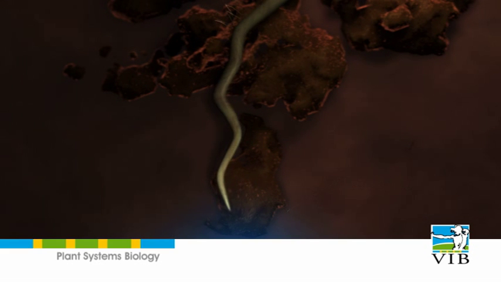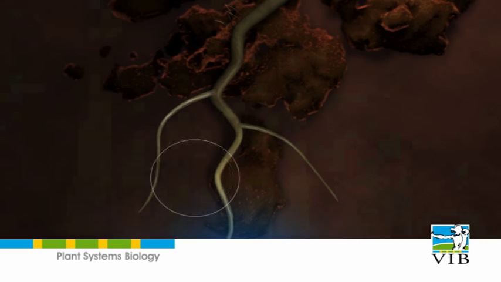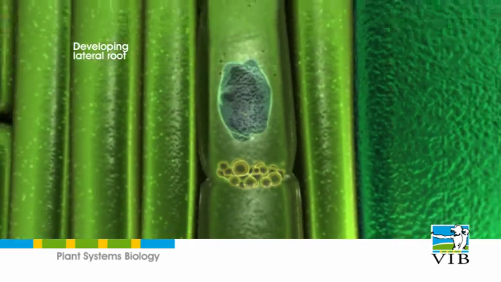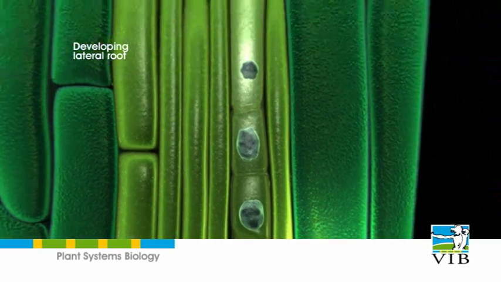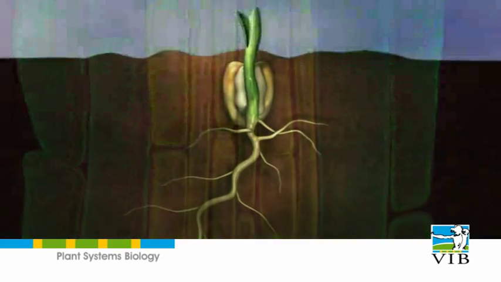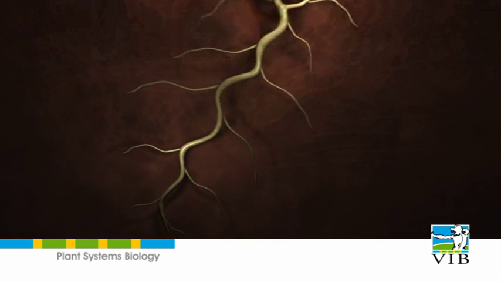Plants can increase the efficiency of water uptake through the formation of lateral roots that branch off of the primary root. The formation of a lateral root begins deep within the root tissue, where a root cell is activated to form a new meristem. This activation occurs at regular spacing along the root, resulting in a highly structured pattern of lateral root formation.